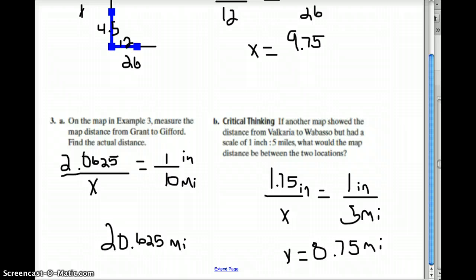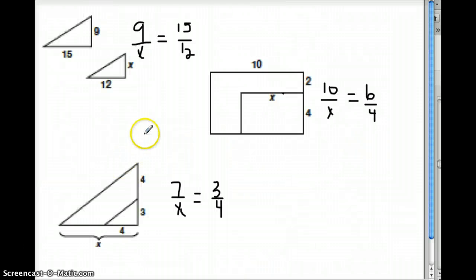A couple triangles, or figures, for you to find missing information. I've set all of these up. Notice here, triangle, triangle, larger side, larger side. You can cross multiply all of these to get your answers. But it's really important, when you're looking at something like this, to recognize that in the big triangle, this is 7, 4, and 3.